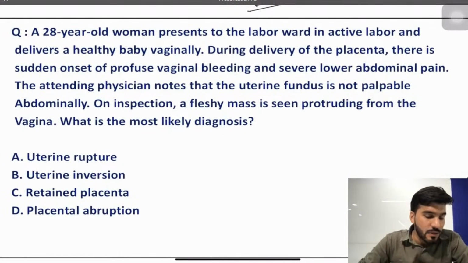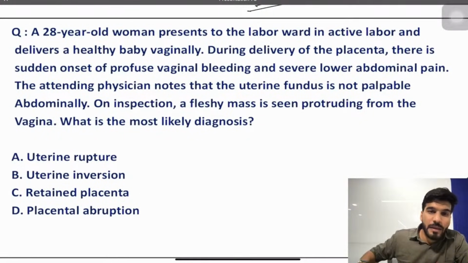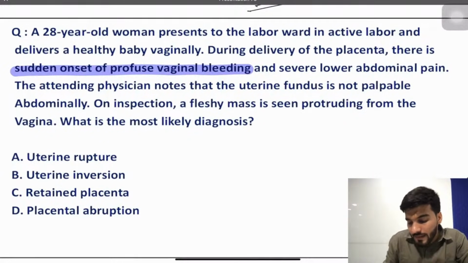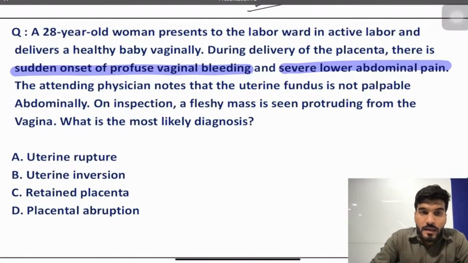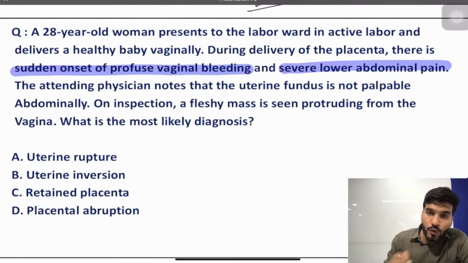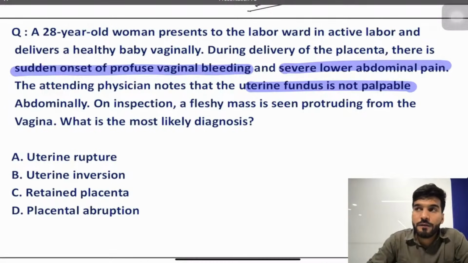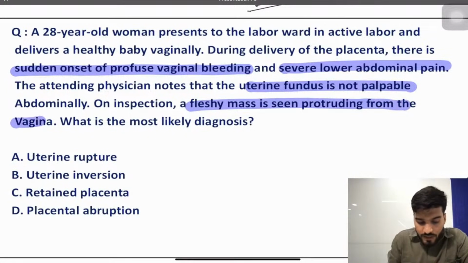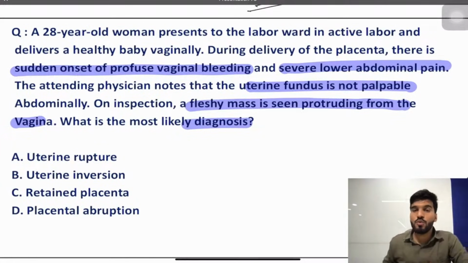A 28-year-old woman presents to the labor ward in active labor. She delivers a healthy baby vaginally. During the delivery of the placenta, there is a sudden onset of profuse vaginal bleeding and severe lower abdominal pain. The attending physician notes that the uterine fundus is not palpable abdominally. On inspection, a fleshy mass is seen protruding from the vagina. Okay, what is the most likely diagnosis?